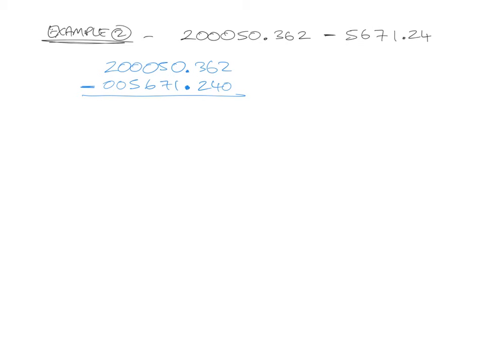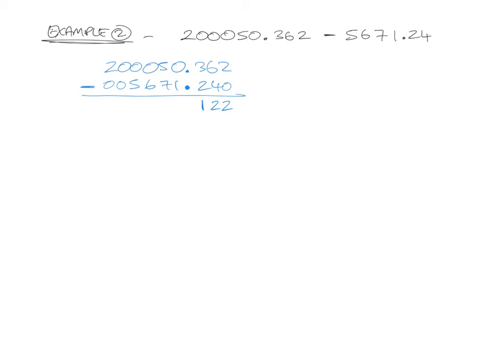Okay, so work from the right hand side, subtract down the columns. So 2 take 0 is 2. 6 take 4 is 2. 3 take 2 is 1. We haven't had to deal with any remainders here. Ignore the decimal for now.